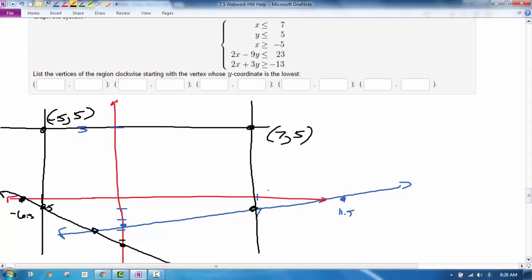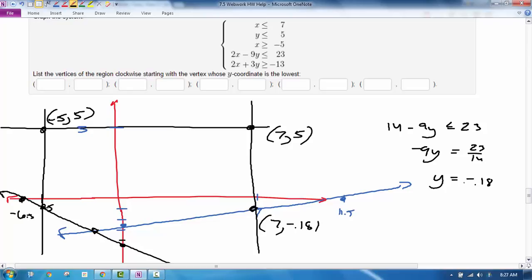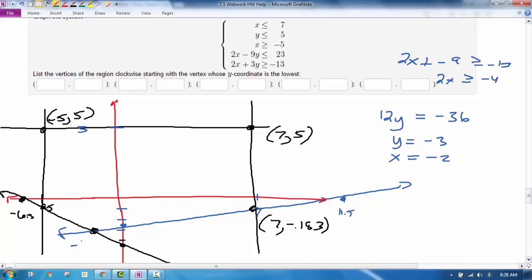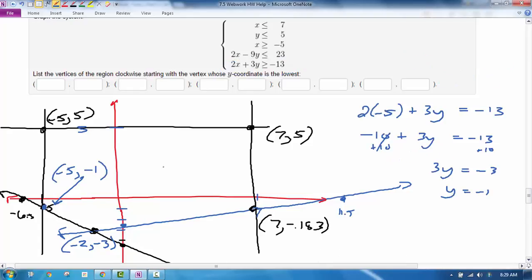So like for example, this was x equals 7, so I got to plug in 7 into this blue line, which is the first line I did. 7 goes in for x. That gives me about negative 0.18. I better do like one more decimal place to make sure for Webwork. 3. Now next, this intersection of these two lines, I'm going to have to solve this system right here. I get negative 2, negative 3. Those numbers worked out all right. And the last point is this intersection point right here, which the x value is obviously negative 5, and I need to plug it back into the black line, which is this one right here. And y equals negative 1 at that point.